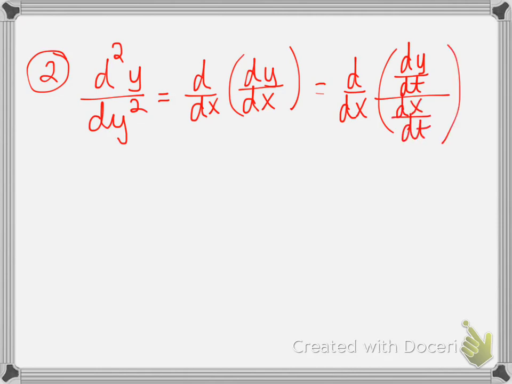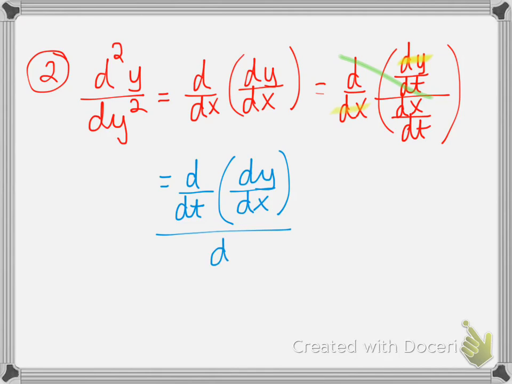So I have that. And then I can rewrite this just a little bit. I'm going to put this dy and that dx together, and then I'm going to put this d and the dt together. And when I do that, that gives me d dt of dy dx, over dx dt. This is the actual formula that you need to know right here.